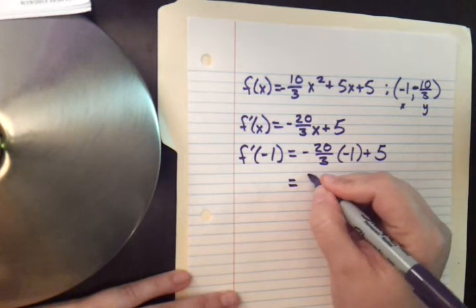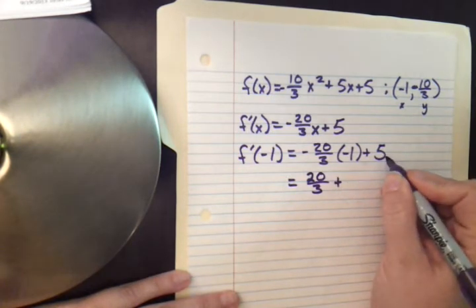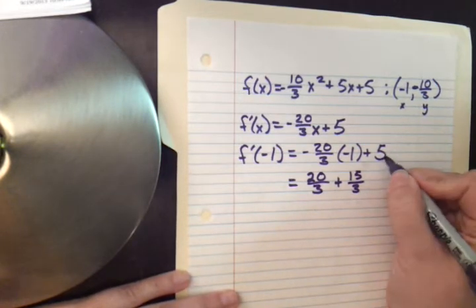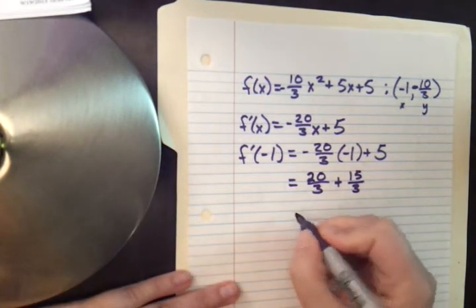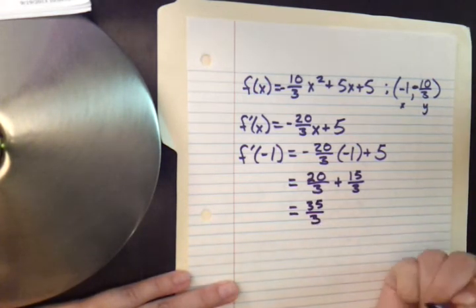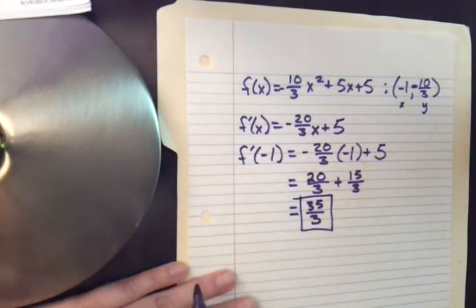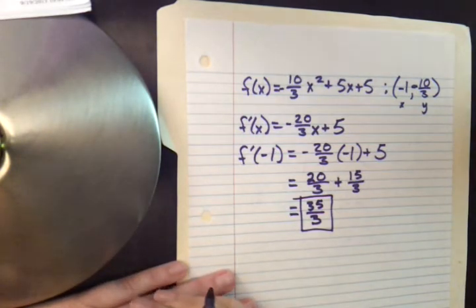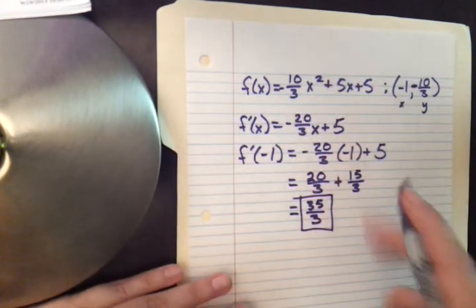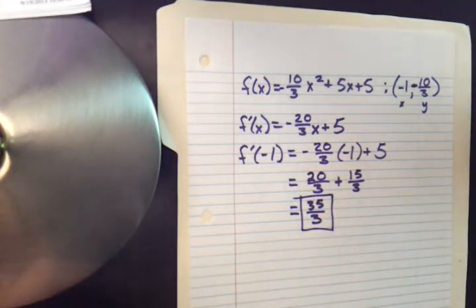That's going to give us 20/3 plus 5, which is the same as 15/3. I'm just rewriting that so that we have a common denominator. I just took 5 and multiplied it times 3 to get what I needed. And then we add those together and we get 35/3. And that just so happens to be the slope of the tangent line at the point negative 1. So in the box for your question where it says slope, you're just going to enter 35/3 in my case, or you may have different numbers, but once you've plugged in the point to the derivative, whatever you come up with, you're going to enter that for your slope.